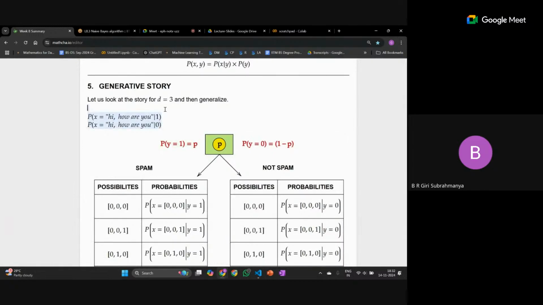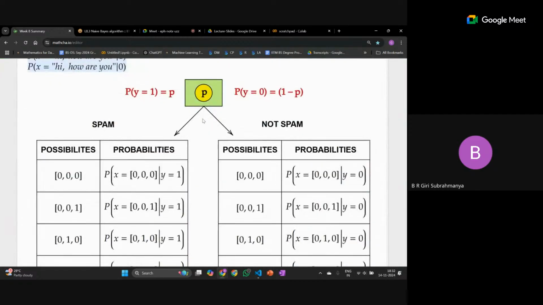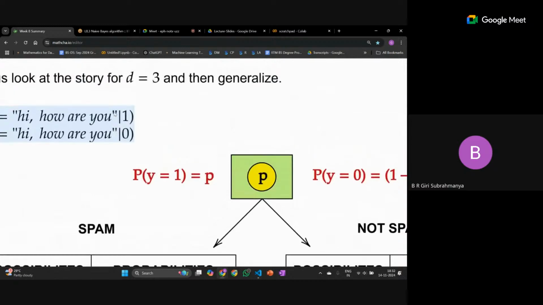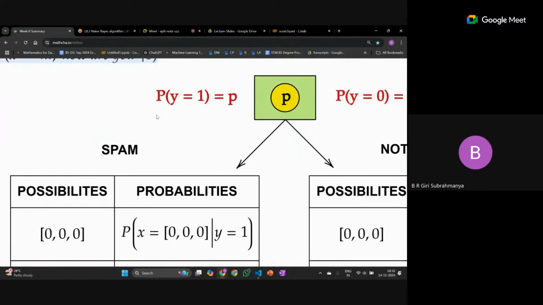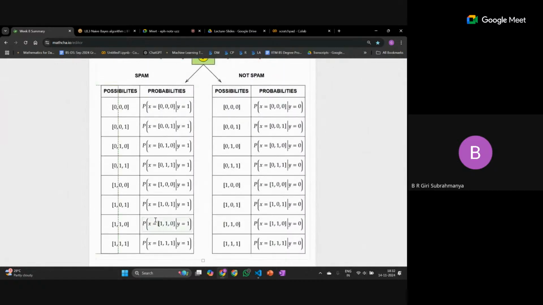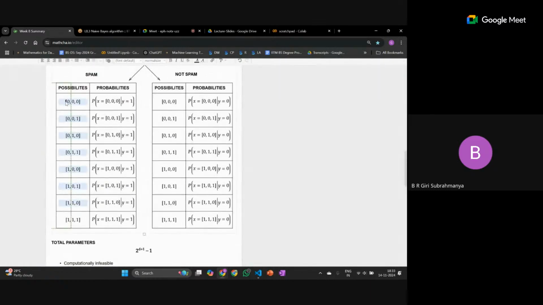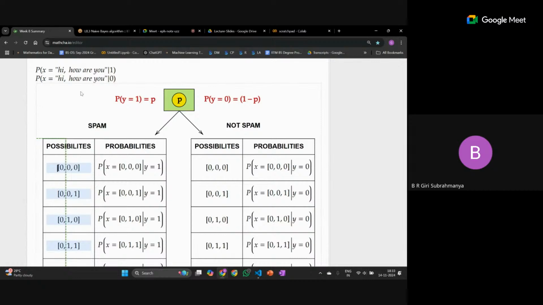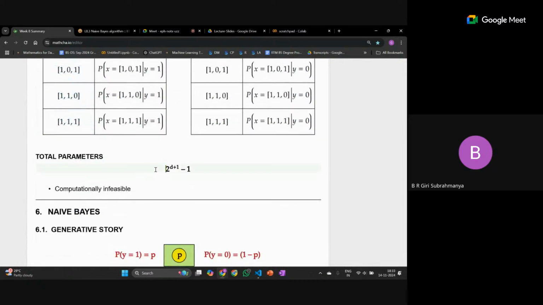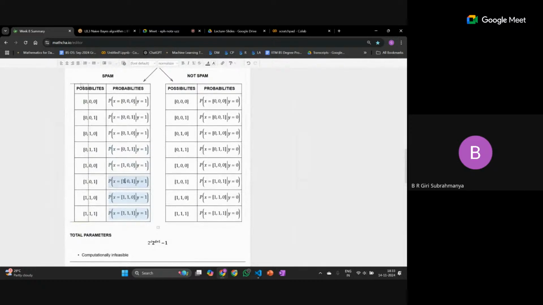Fine. So this is the generative story, but the issue is you have too many parameters to estimate. If you look at this one here, if you find all these 7 things, you can find the last one, which is 1 minus the sum of all these things. And the same case here. But how many possibilities are there? For 3 features, you have 2 power 3 possibilities. Then for D features, you will have 2 power D possibilities for this side. But for the last possibility, you need not model. If you find the other things, you can find the last one.